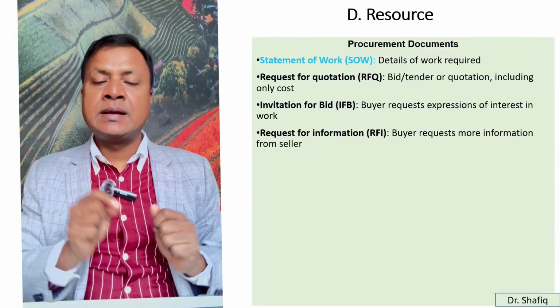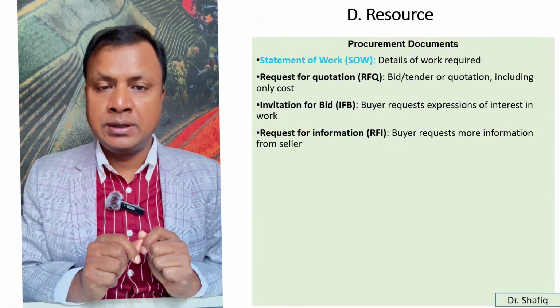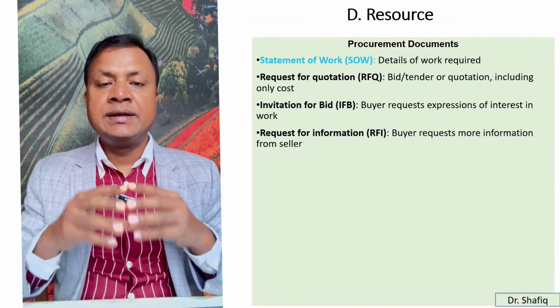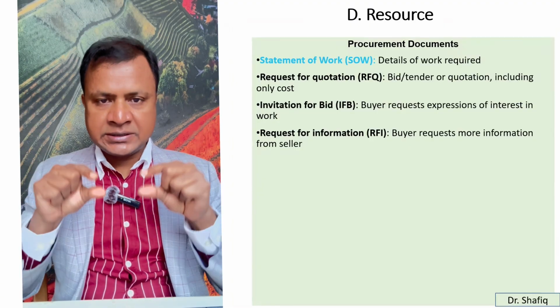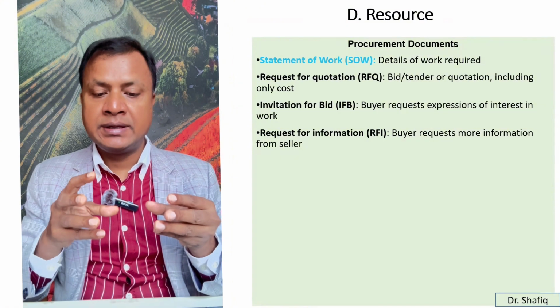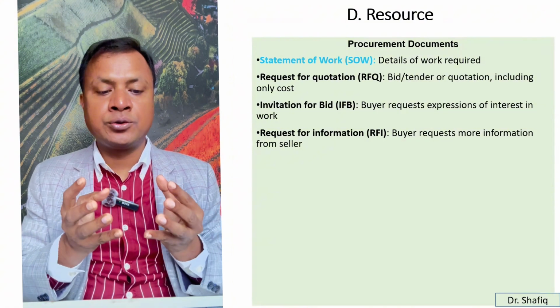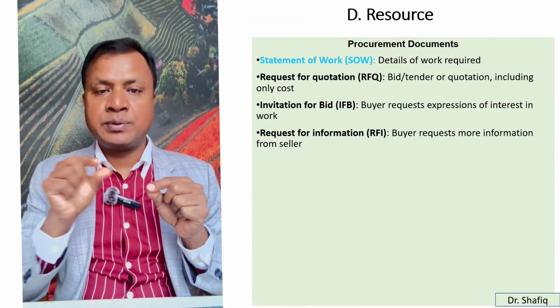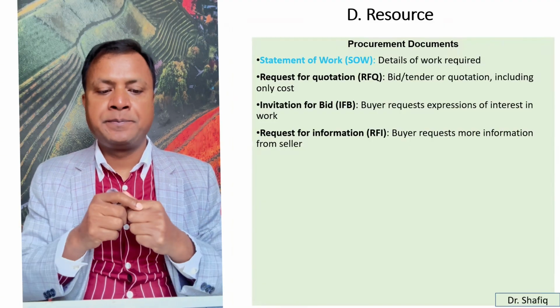Sorry. So there are some procurement documents that should be known to all of you. One is a statement of work. It's actually a detailed description of your work. Then request for quotation. It's a bid or tender or quotation including only cost. It's quotation, the price list are there.